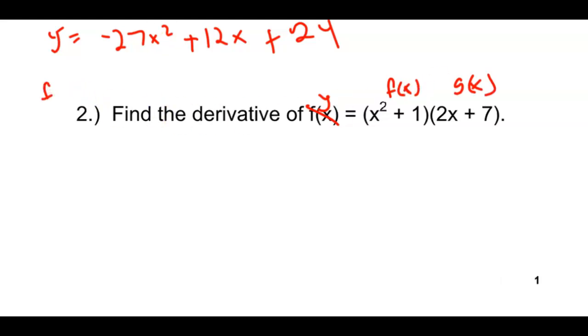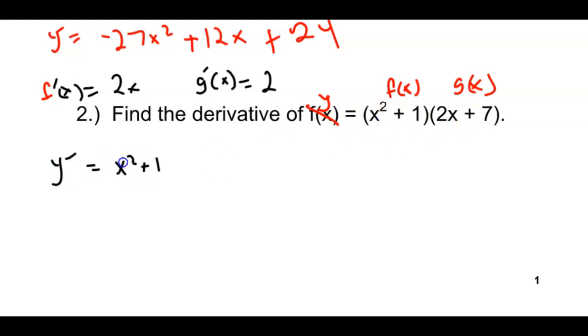So the derivative, let me use another color. The derivative of f of x is 2x, and the derivative of g of x is 2. So the derivative of this function right here is going to be the first function times the derivative of the second plus the product of the second function times the derivative of the first.